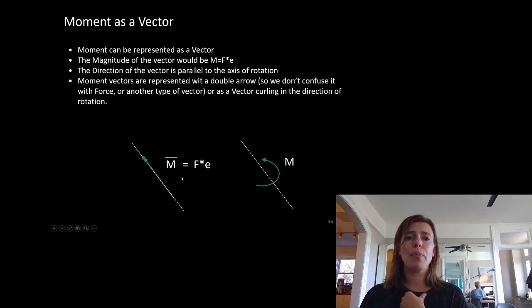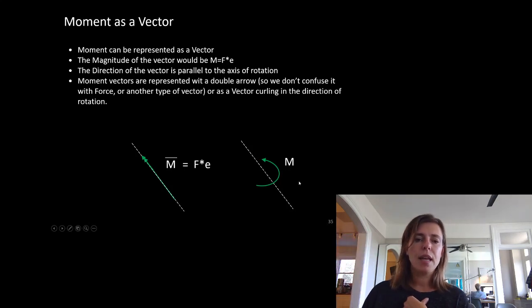The moment can be represented as a vector. The magnitude of the vector would be force times eccentricity. The direction of the vector is parallel to the axis of rotation. So this moment is trying to make this object spin about this axis, or trying to spin like this. And we would draw it as an arrow along the axis, and by convention when we're talking about moment as a single arrow and not a rotating arrow, we'll put two arrowheads on it.